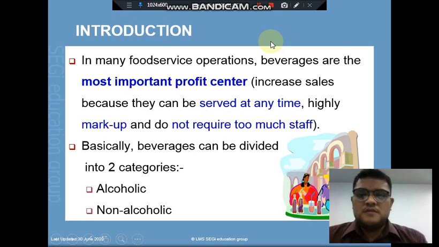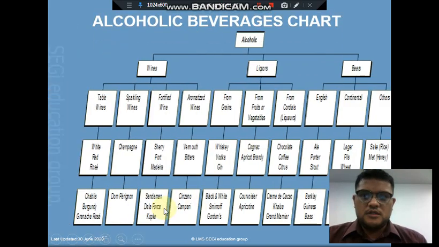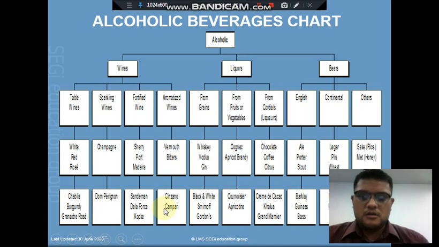Basically, beverages can be divided into two main categories. Number one is alcoholic, and number two is non-alcoholic beverages. So this is the chart of the alcoholic beverages. As you can see, alcoholic beverages can be divided into three main categories. Number one is wine, number two is liquor, and number three is beers. Wine can also be subdivided into four: table wines, sparkling wines, fortified wines, and aromatized wines.